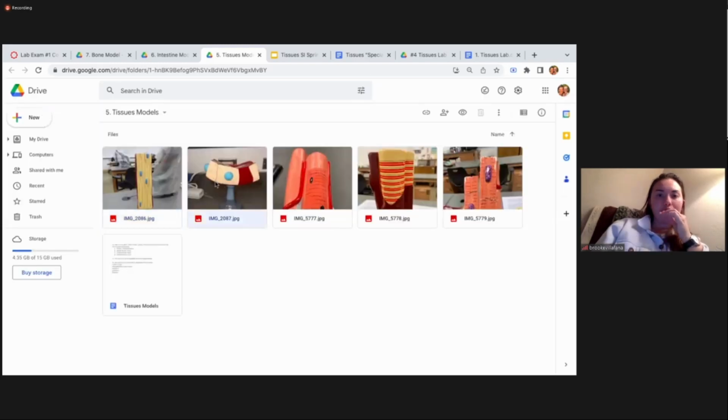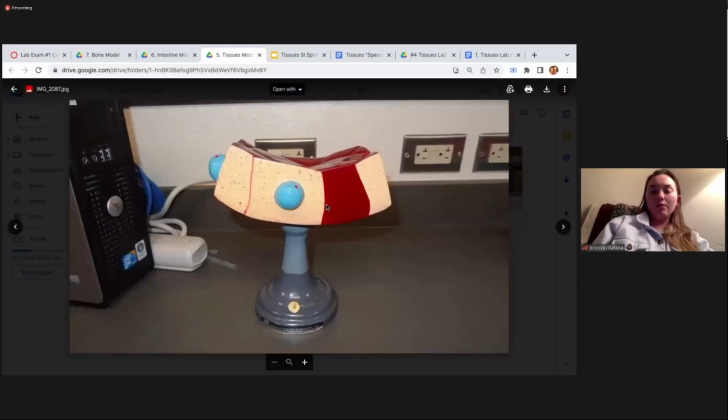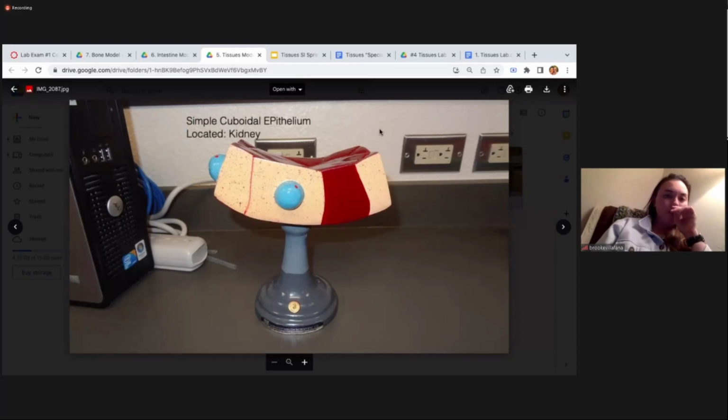All right. For this model, you again just need to know what tissue it is and then where it's found. So this is simple cuboidal epithelium. It's going to be located in the kidney. Good.